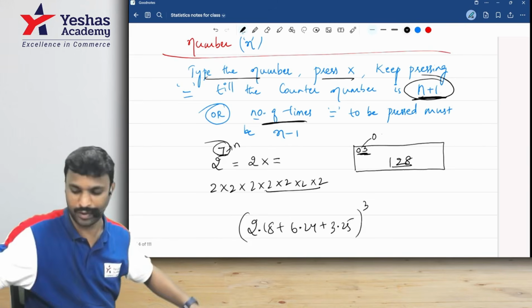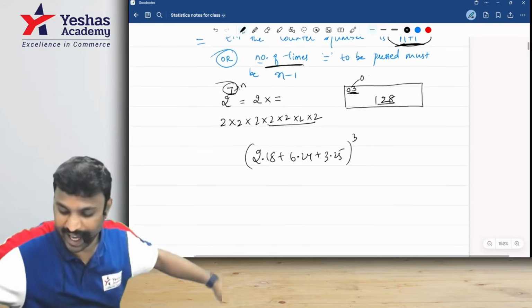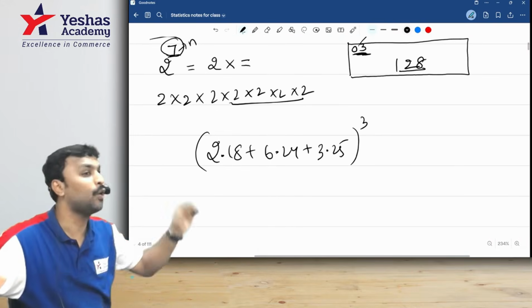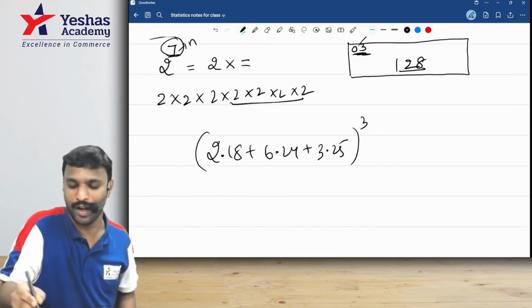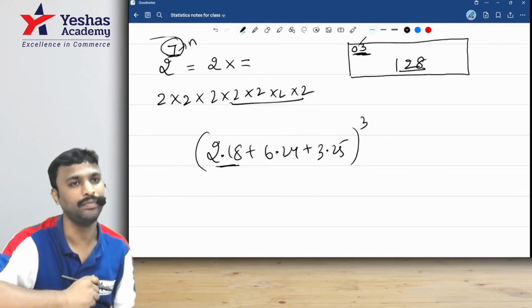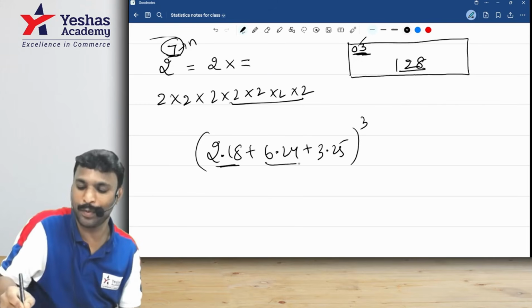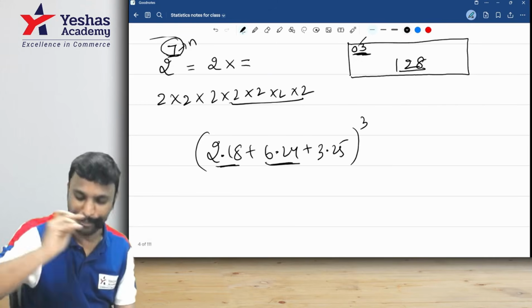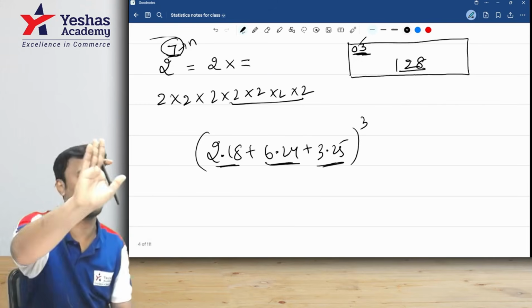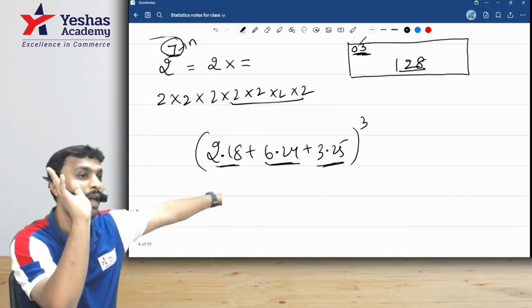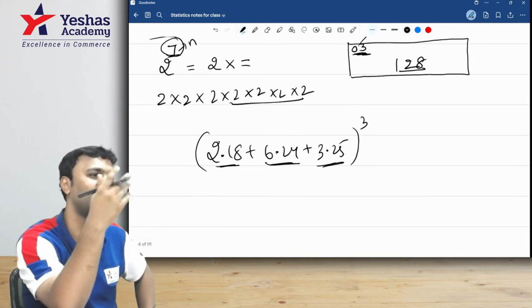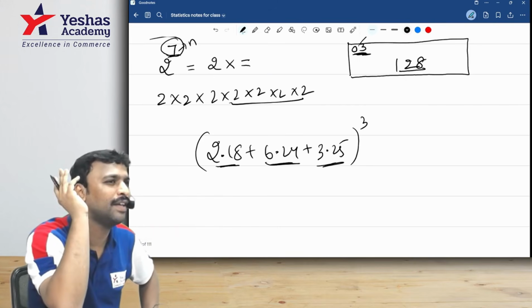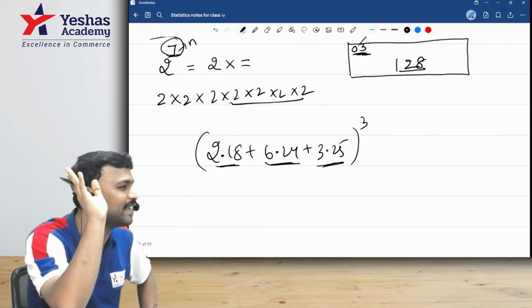For this case, everybody, you can't keep the counter reference. You type this, you'll know: 2.18 plus 6.24 plus 3.25. Stop. By the time you complete typing this, your counter number is already 3 or 4. Yes or no? So now can you keep the counter reference?